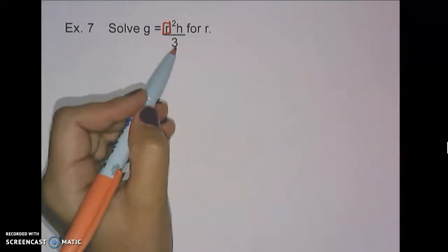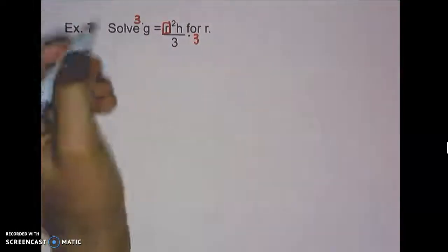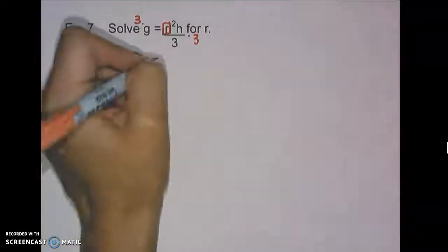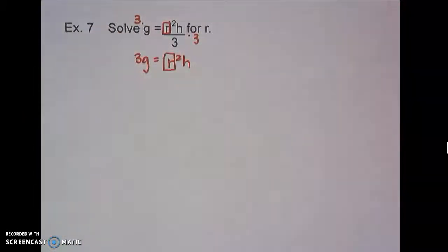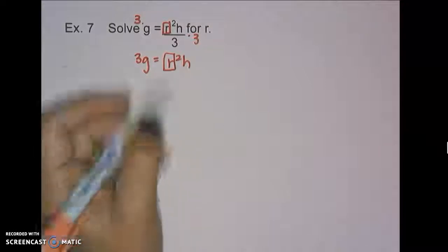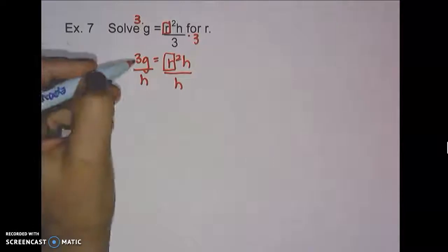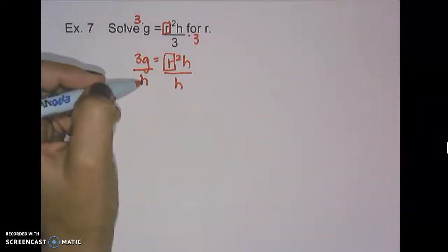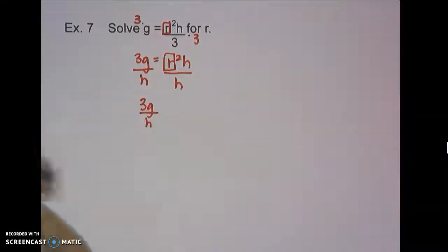Since this is divided by 3, to get rid of that, we are going to multiply by 3 on both sides. So we have 3g equals r squared h. Again, we need to get r by itself. In order to do that, we've got to get r squared by itself. R squared is being multiplied by h, so we're going to divide both sides by h. Do we know what 3g divided by h is? No idea. So 3g divided by h is going to equal r squared.